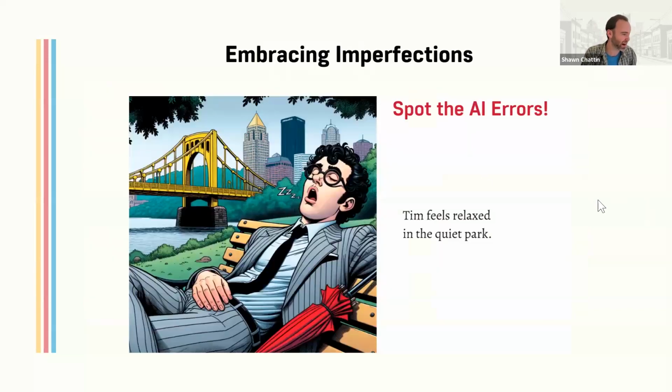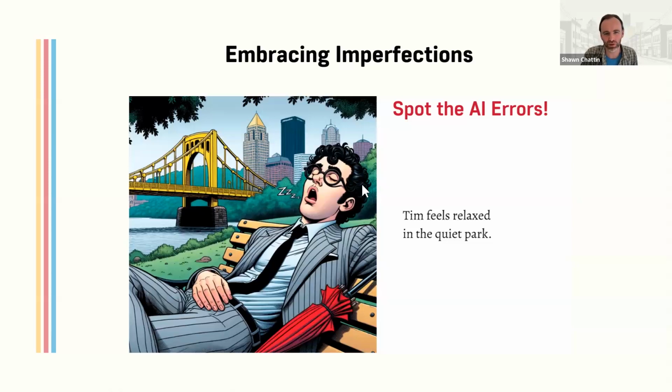And just one more thing about image generation is embracing the imperfections. When I generate images, it does take some time to find the right ones. But don't get obsessive over it. I really like this one. It was one of my final slides for Tim's hungry. He eats and then he finds a park in Pittsburgh and takes a nap.